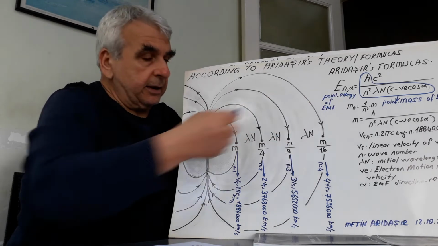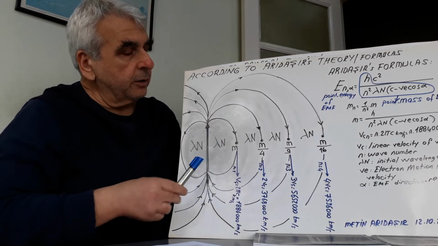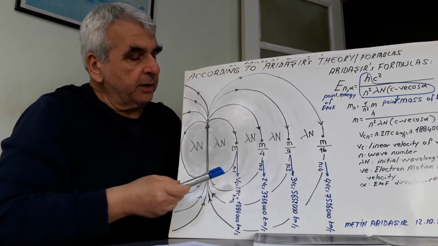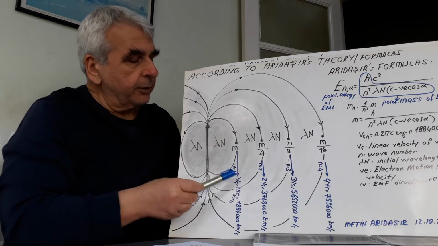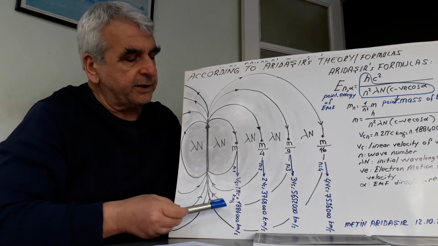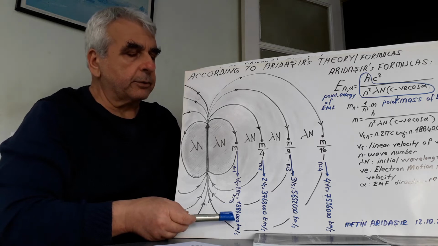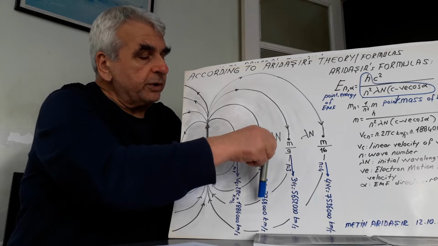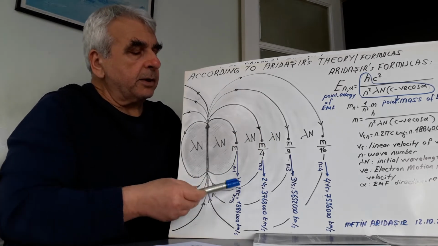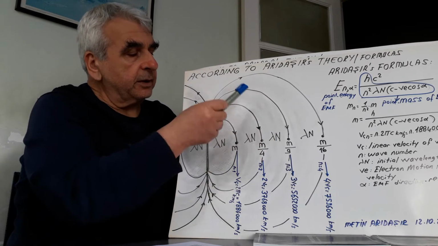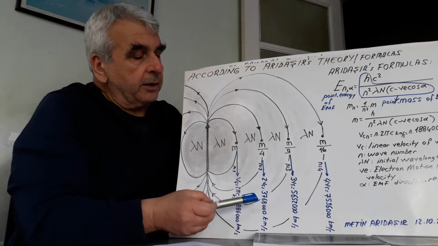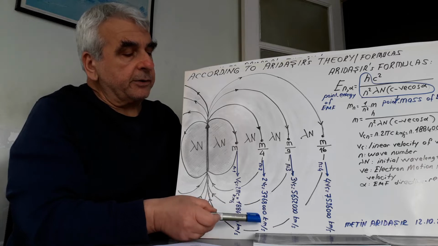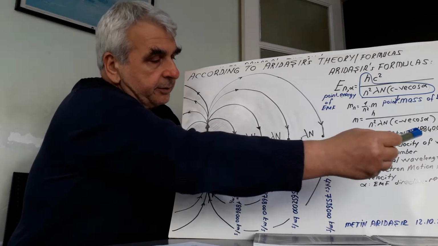It goes on like that, in this way. While doing this, for n equal to 1, the linear velocity of the first cycle is Vg, 2 pi c, 1,884,000 km per second. For n equal to 2, 2 Vg, 2 multiplied by the linear velocity of the cycle, 3,768,000 km per second, and so on.